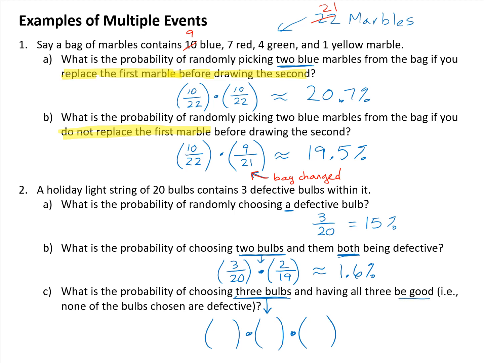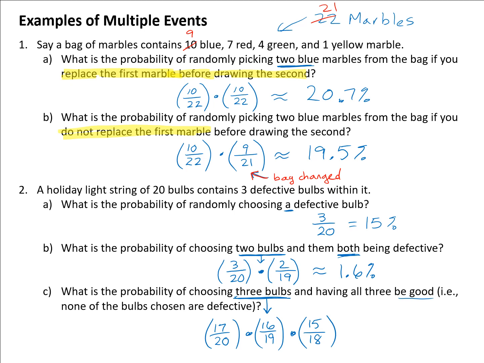Now we want them all to be good this time. If we have 3 defective bulbs, then out of 20, that means 17 were good out of 20 on the first pick. But as we go to our second pick, we've lost one of those good bulbs, so now we only have 16 good bulbs out of 19 in the string because we have one less bulb. And then on our third pick, we only have 15 good bulbs left out of 18.